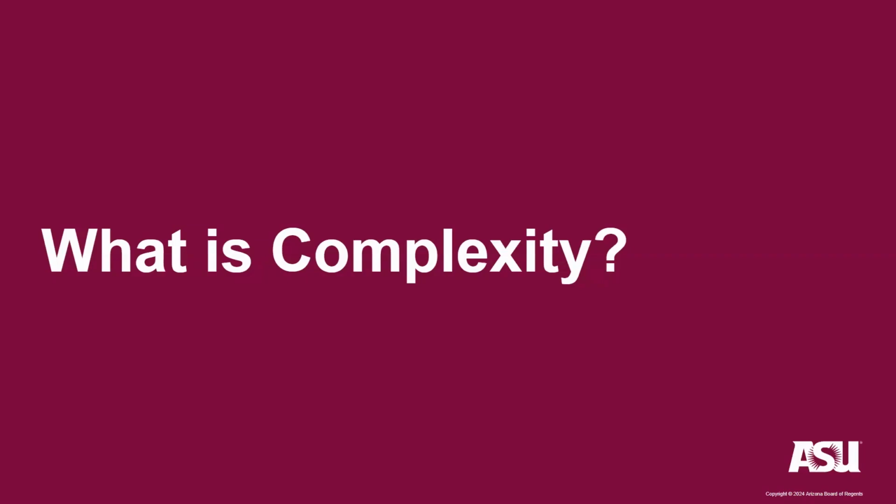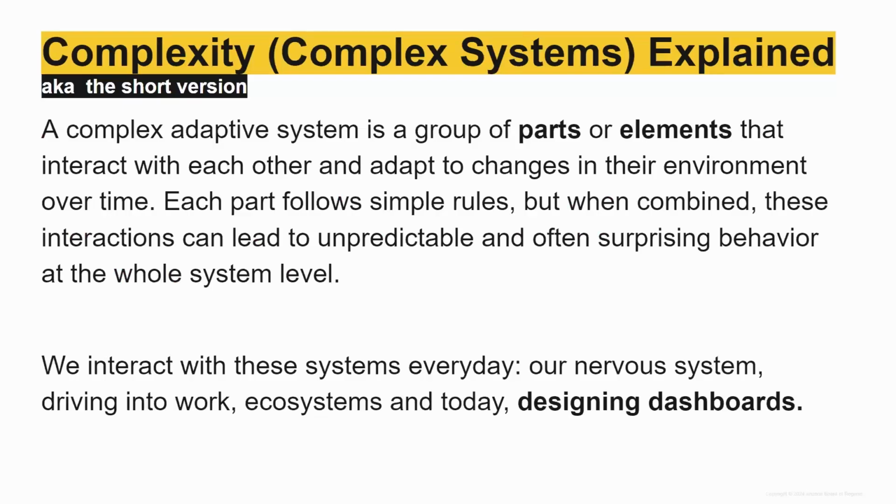What is complexity? Well, let's go to complex adaptive systems. Mathematical formula, except we're going to do the short version. A complex adaptive system is a group of parts or elements that interact with each other and adapt to changes in their environment over time. Each part follows its own simple rules, but when combined, these interactions can lead to unpredictable and often surprising behavior at a whole system level.